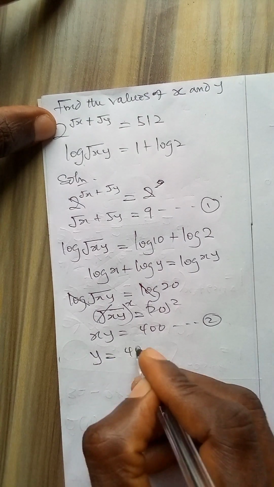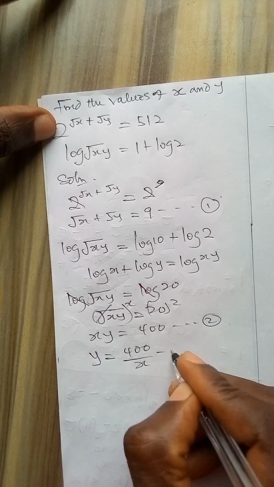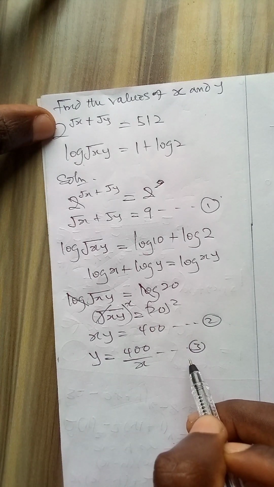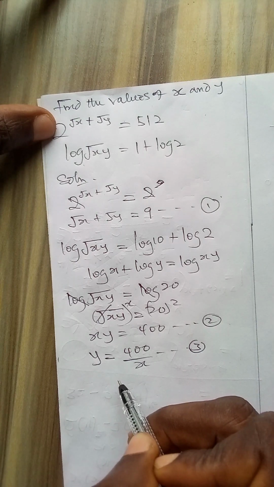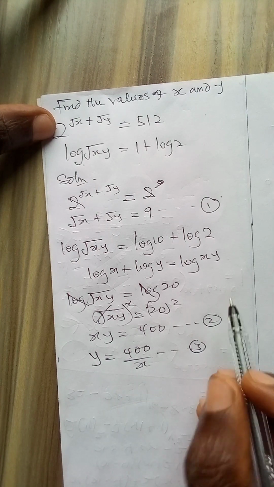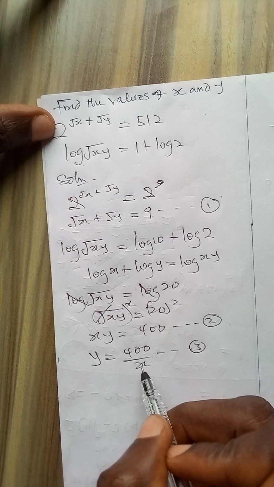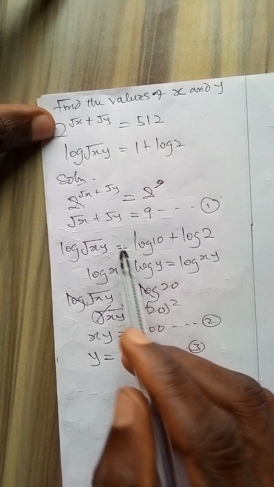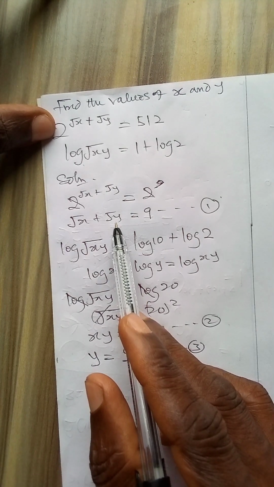Now we are going to make y the subject of the formula. That becomes 400 over x. Let's call this equation 3, because we'll need this equation 3 to find the value of y after we have found the value of x. Now, let us substitute this 400 over x for y in equation 1.